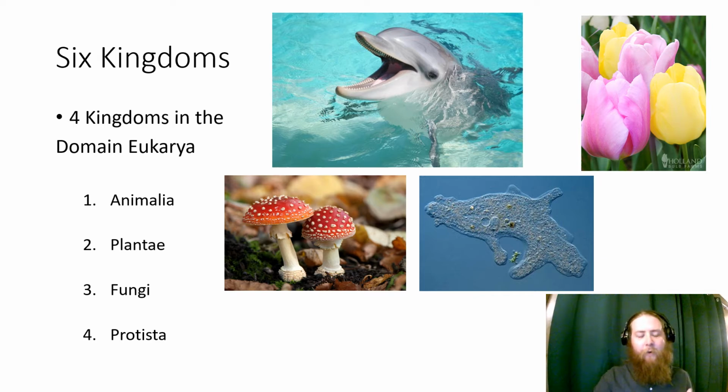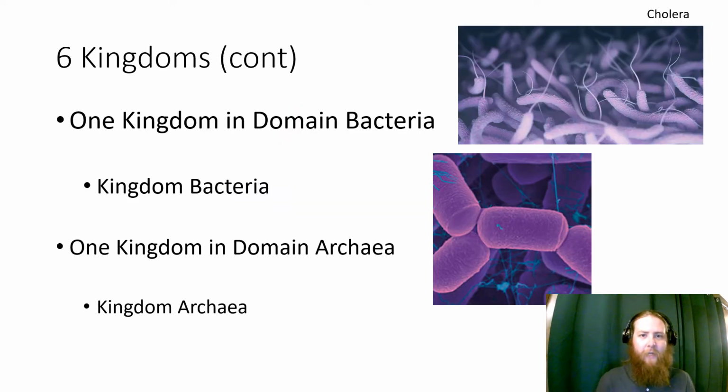There's six kingdoms. The first four are in domain eukarya. There's two others. One kingdom is in domain bacteria, and we simply call it kingdom bacteria because there's only one of it. An example here is this Vibrio cholerae species. This causes the disease cholera, which is a diarrheal disease that's really common in places that have contaminated water. And then one kingdom is in domain archaea, and this is an archaean here, kingdom archaea. This guy is commonly found in places like the Dead Sea. He's what we call an extreme halophile, which means that he really likes salt.